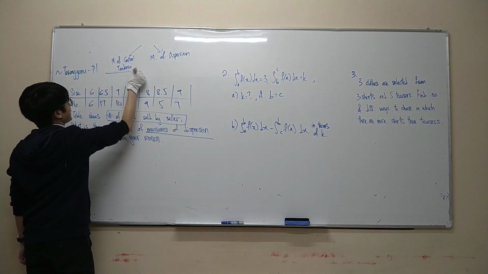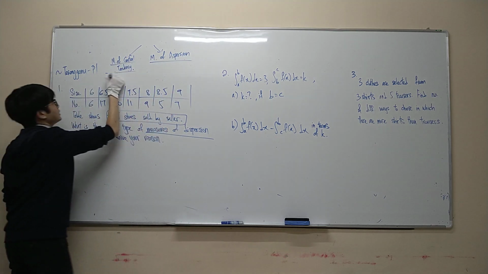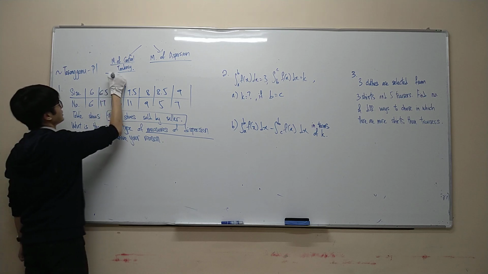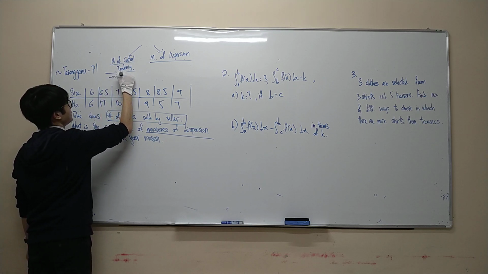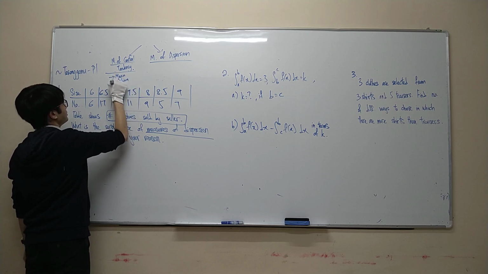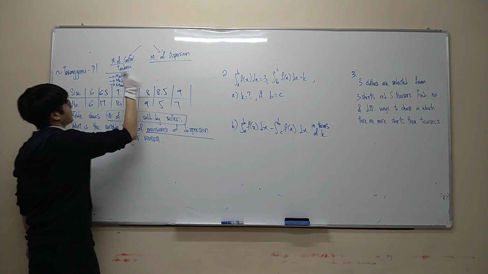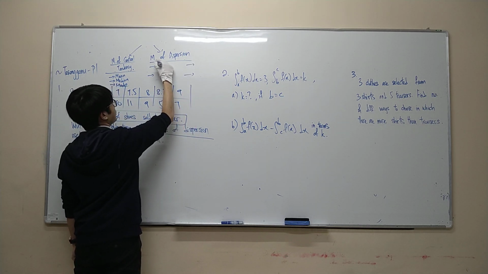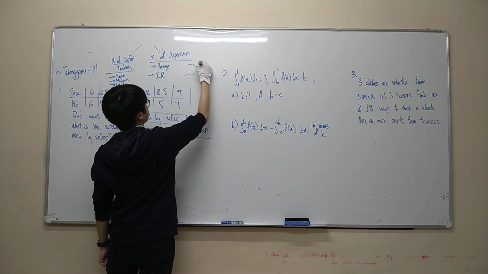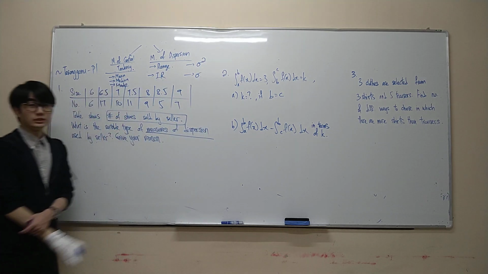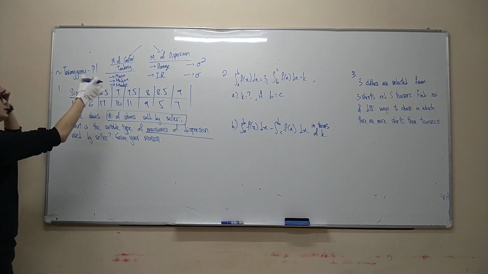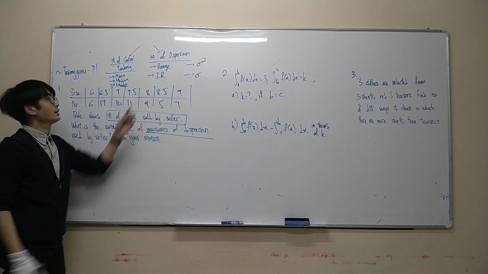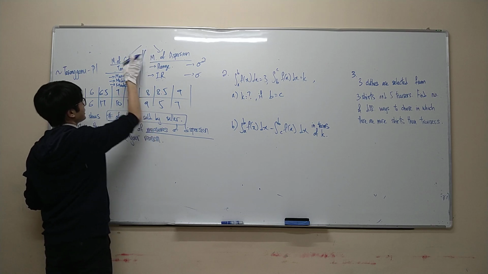For measures of central tendency, there are three types. We have mean, median, and mode. But for measures of dispersion, there are 4. There's the range, the interquartile range, the variance, and the standard deviation. So you need to know this. These are two different types.